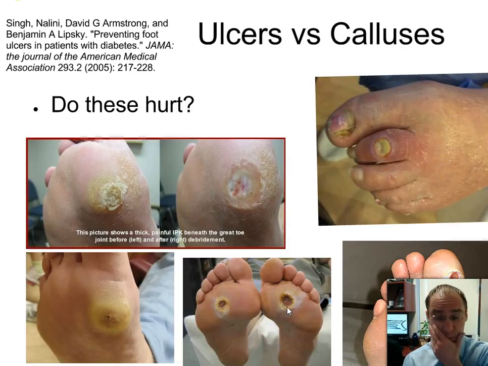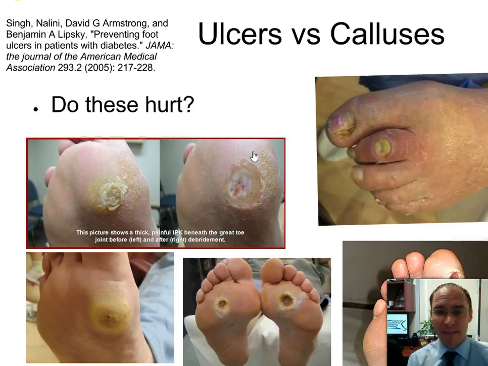Now, about the emergency room residents, the reason I bring this up is patients may come in saying they need pain medicine for this. For the most part, these aren't painful, so you shouldn't be giving them pain medicine because occasionally people can have painful ulcers, but for the most part, they don't hurt because they have neuropathy. So just something to keep in mind.